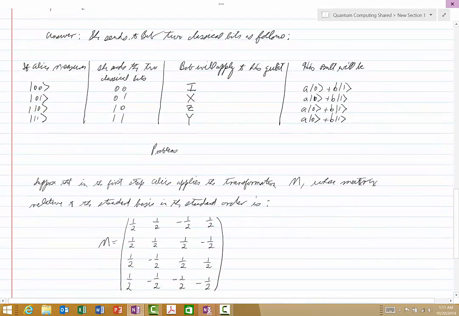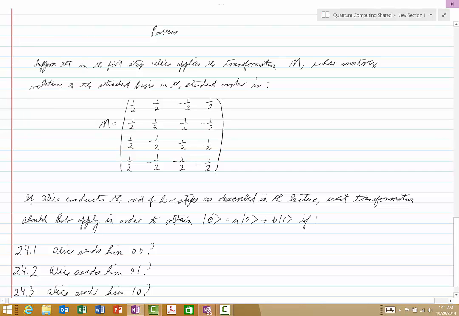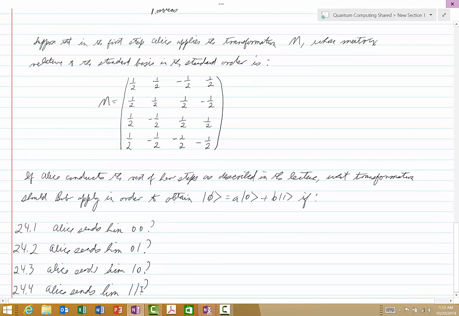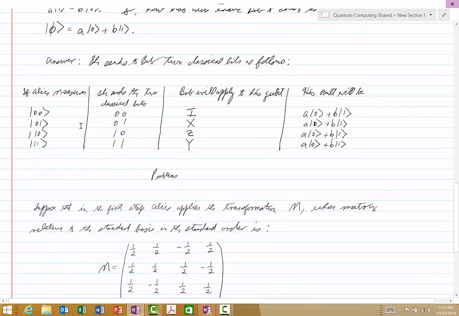And so the question here says, if Alice conducts the rest of her steps as described in the lecture, what transformation should Bob apply in order to obtain phi equals A0 plus B1 if Alice sends her 0, 0, if Alice sends him 0, 1, if Alice sends him 1, 0, and if Alice sends him 1, 1. You see up here, when Alice sends him 0, 0, he needs to apply the identity transformation. When Alice sends him 0, 1, he needs to apply X. When Alice sends him 1, 0, he needs to apply Z. And when Alice sends him 1, 1, he needs to apply Y. And if he does that, then in each case he will obtain A0 plus B1.